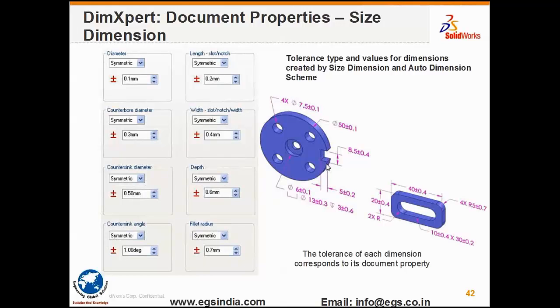Next comes the size dimension. You can specify symmetric, unsymmetric, unilateral, different kinds of tolerancing schemas, the basic settings that are required for that, so that the same thing can be adhered to by DimXpert when it is creating the auto dimensional schema.